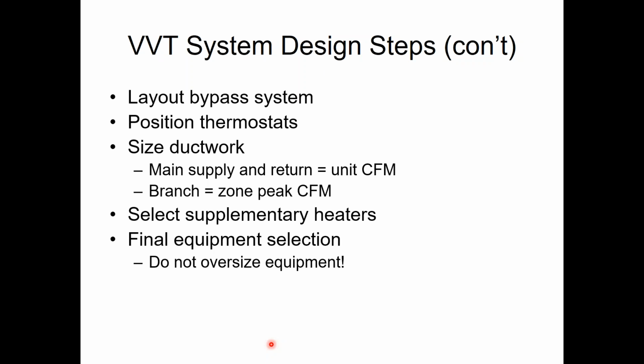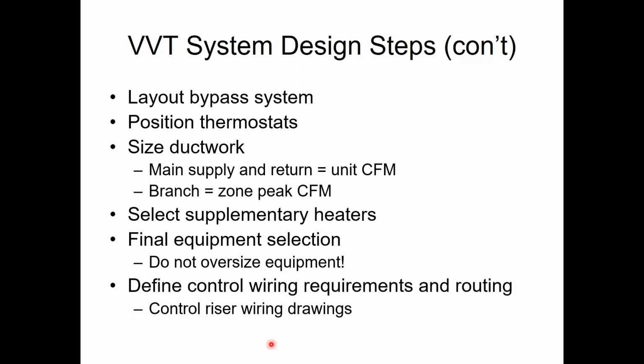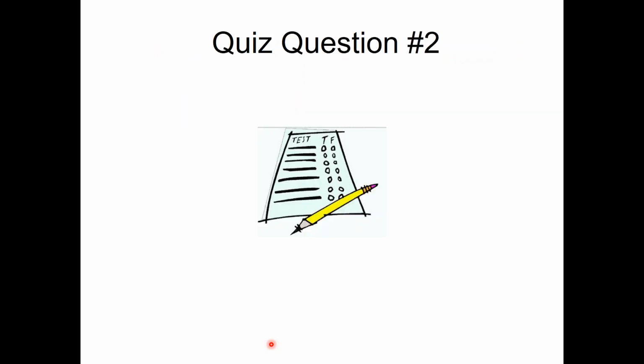You should have smaller equipment than you otherwise would, because not every zone is going to want full cooling at the same time. And then I'm going to figure out how I'm going to run all my control wires around. I've got to get wires from the stats to the dampers, and then typically from damper to damper for a communication network. And then I've got to get wires up to the air handling unit on the roof as well.